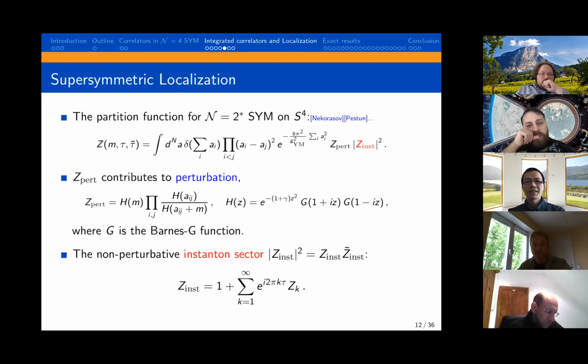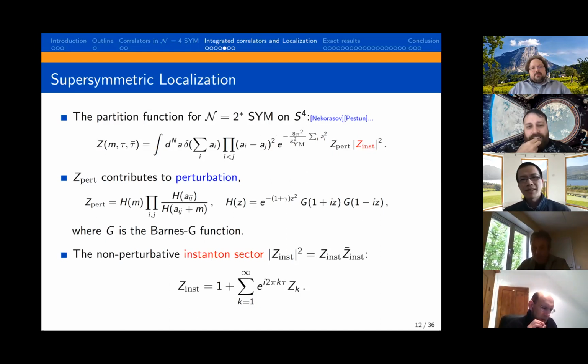The partition function for this theory was derived and is known due to the work by many, especially Nekrasov and Pestun, going through the localization procedure I mentioned. They were able to write out exactly the partition function for this theory on S4, and it takes this particular form. There is a classical part, and this is the one loop part, which gives the contribution to perturbation theory, and there's a non-perturbative part, the instanton, sitting on the south pole and north pole of the S4.